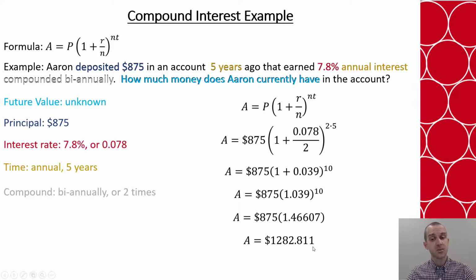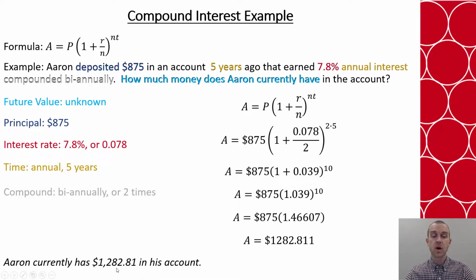Now I did it to 3 decimal places because when we're dealing with money, we always round to the nearest cent, which is the 2nd decimal place. So if I look to the right, the thousandth is 1, so I'm going to keep where I am and say that Aaron currently has $1,282.81 in his account.